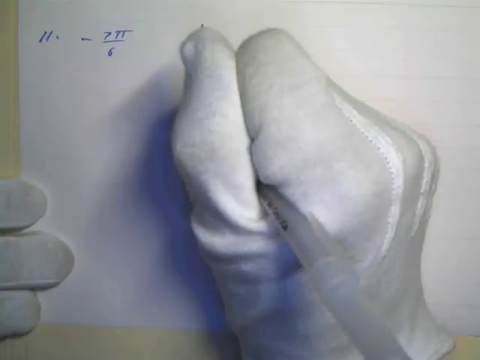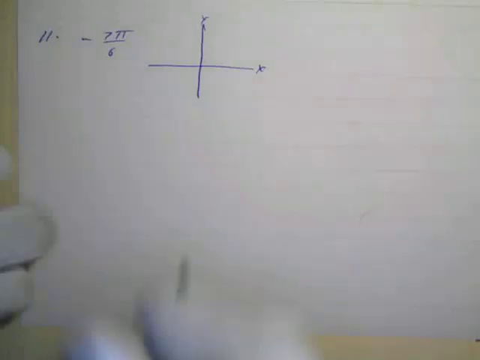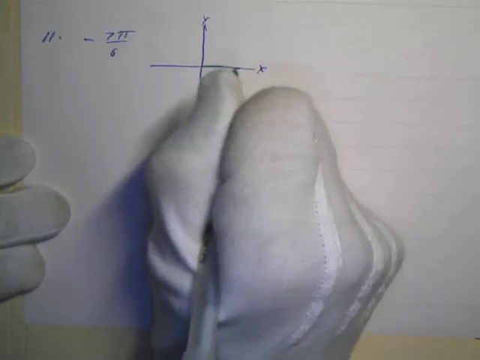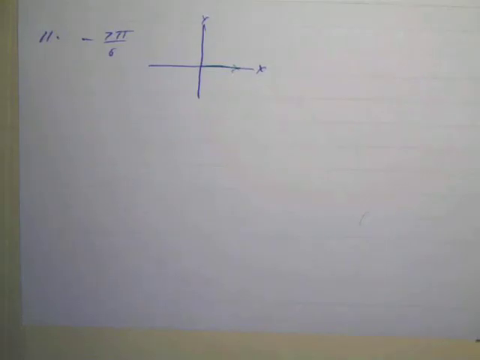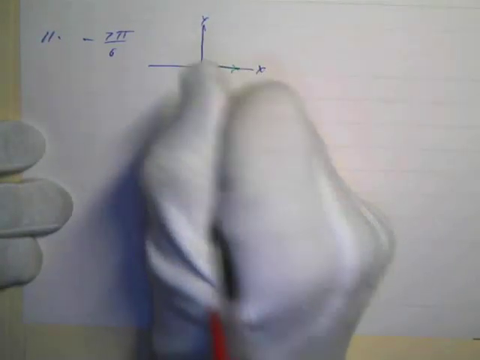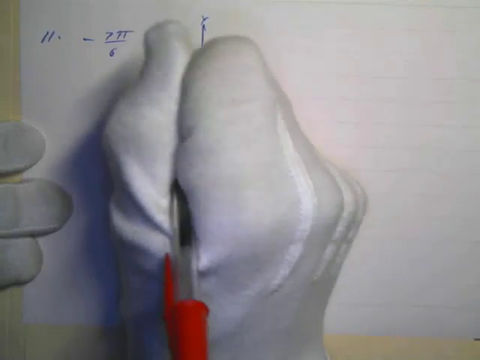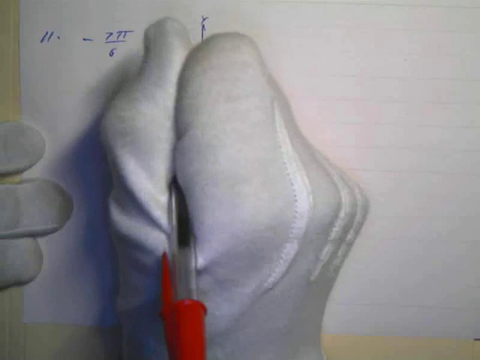So number 11, we want negative 7 pi over 6. So let's just see what this looks like. I'm going to draw it over here, but it's going to be going clockwise because it's a negative angle. So you want to understand how these things all work. And here's negative 3 pi over 6, negative 6 pi over 6, so negative 7 pi over 6 would be over here. Sorry about that, it's not very straight.